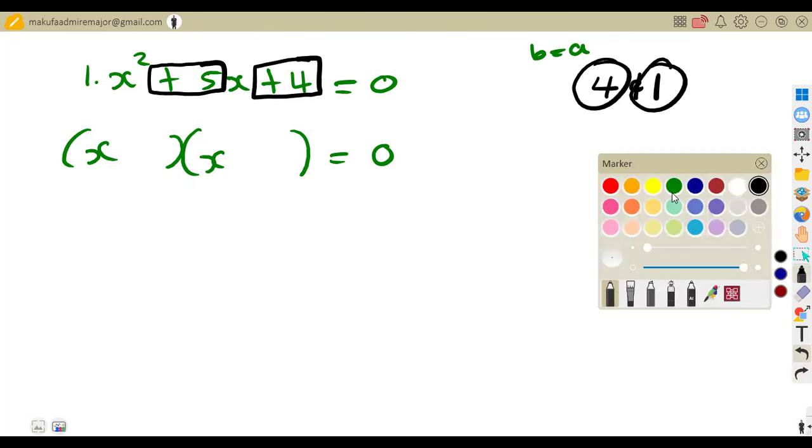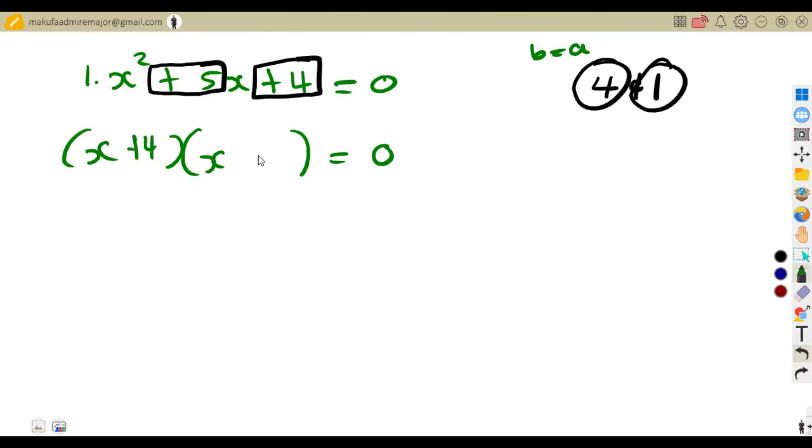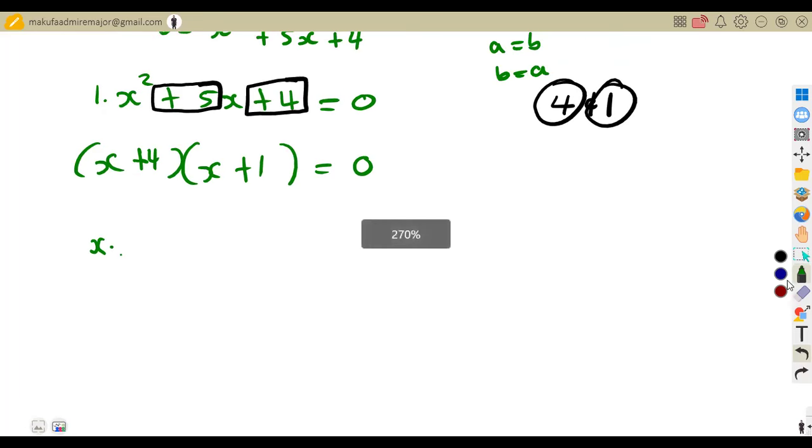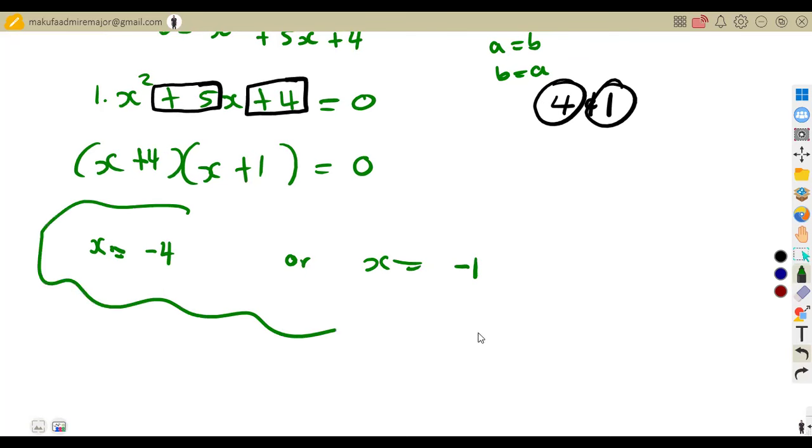So we're going to have here plus 4 plus 1. One of these brackets must be equal to 0. So x is going to give us what? If one of these brackets is equal to 0, it means x is going to be a minus 4, transposed, or x is going to be what? A positive 1. This side, it becomes a negative 1. So these are the solutions.